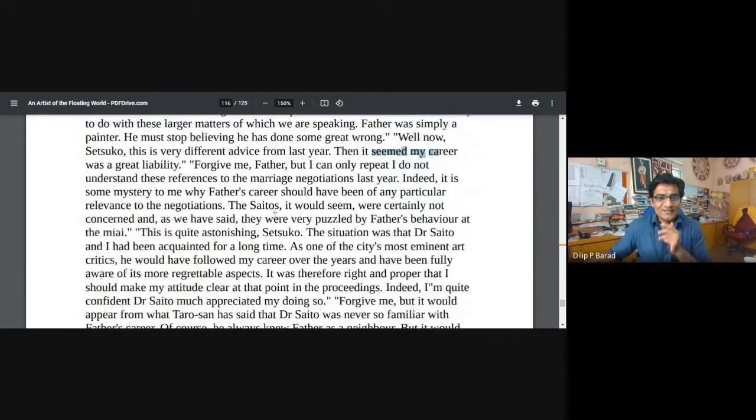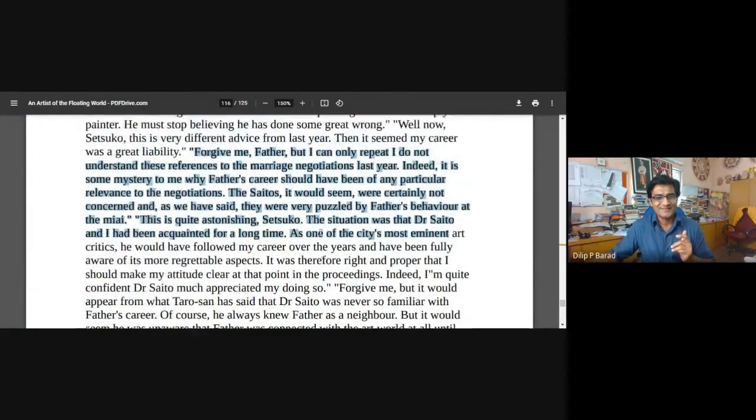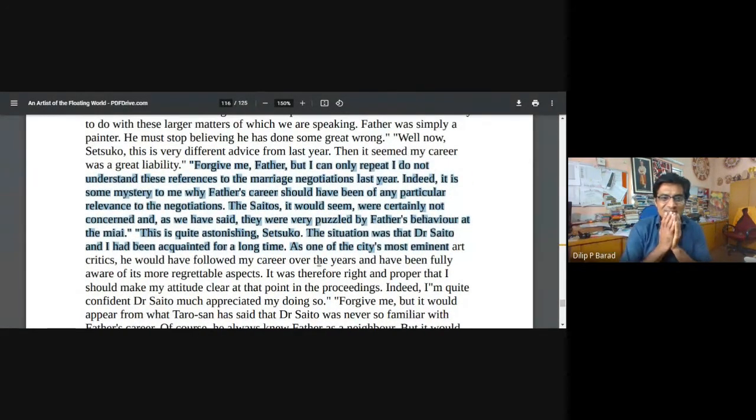Okay, "Forgive me, Father," this is what we are reading here. See how Ichiro says this references the marriage negotiations last year. "Indeed, it is some mystery to me why Father's career, meaning your career, should have been of any particular relevance to the negotiations. The Saitos, it would seem, were certainly not concerned. And as we have said, they were very puzzled by Father's behavior at the Miai."